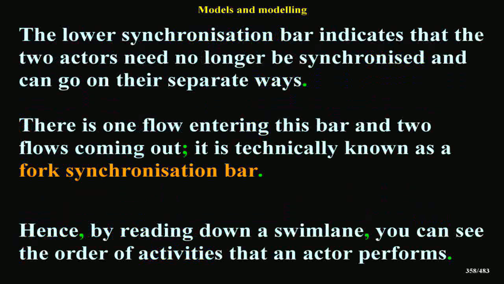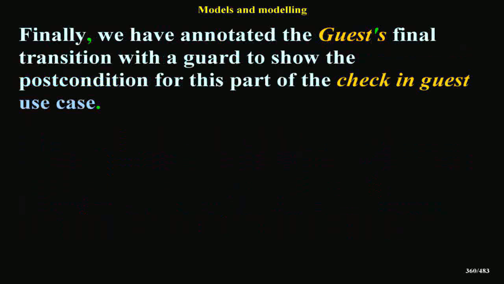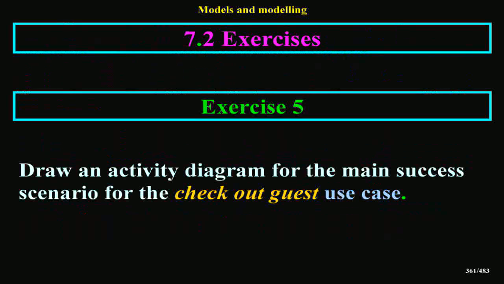Hence, by reading down a swim lane, you can see the order of activities that an actor performs. The horizontal line transitions from one swim lane to another represent an exchange of data from one actor to another. A final point about the UML activity diagram notation not illustrated in Figure 11 is that it is permitted to show two or more transitions going into an activity, but there must be only one transition coming out of an activity. Finally, we have annotated the guest final transition with a guard to show the post-condition for this part of the check in guest use case.